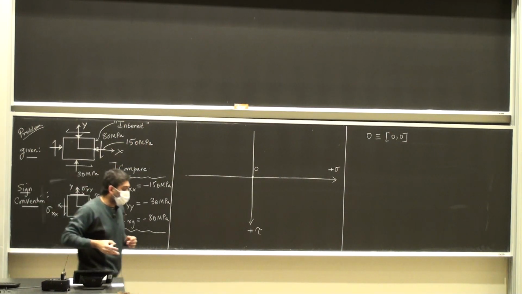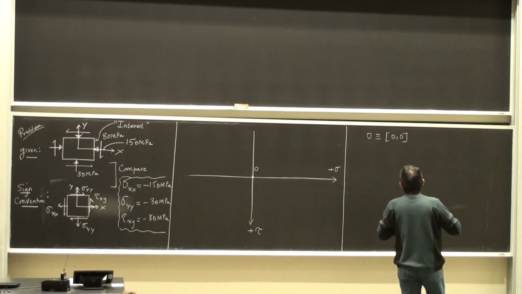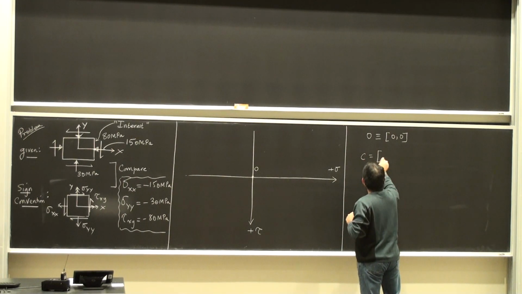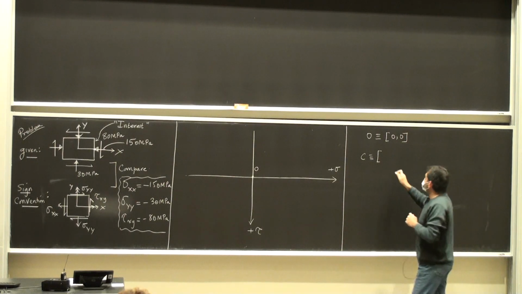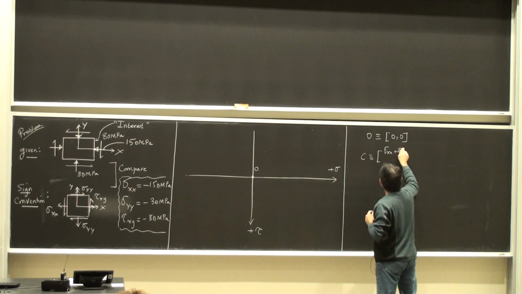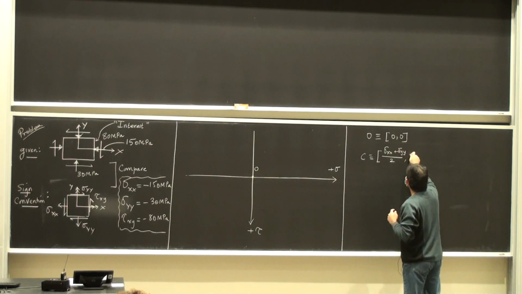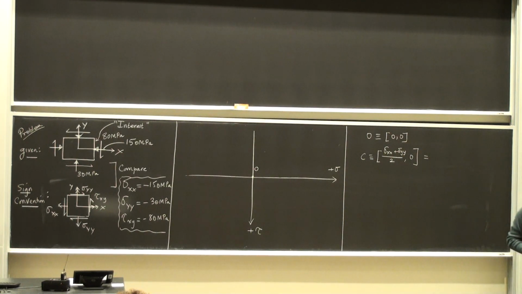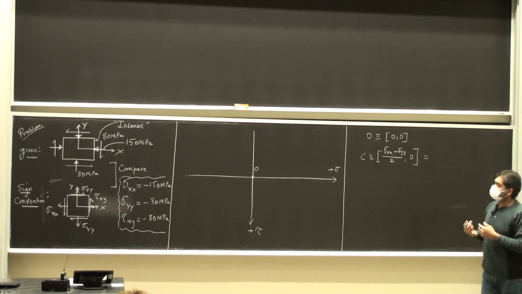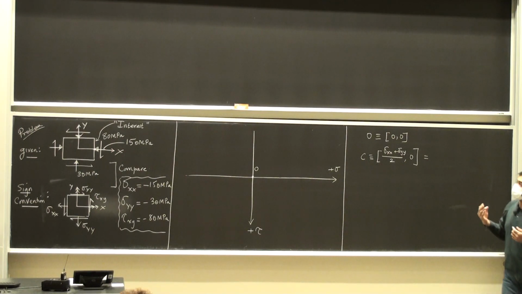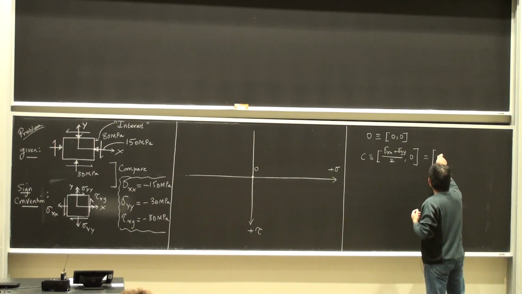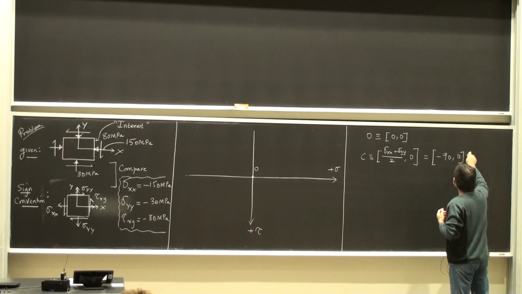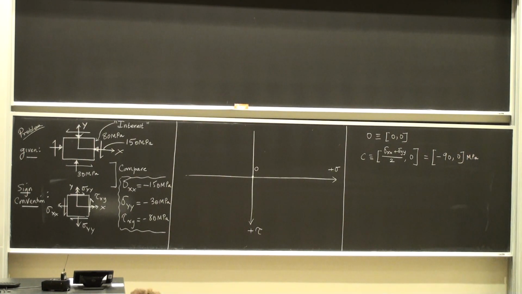Which means that I write the center of the Mohr circle as C. It is defined as the average stress, so sigma xx plus sigma yy divided by 2, and 0, because it's sitting on the sigma axis, so there is no tau value for the center. Sigma xx is minus 150, sigma yy is minus 30, so that's minus 180 divided by 2, or minus 90.